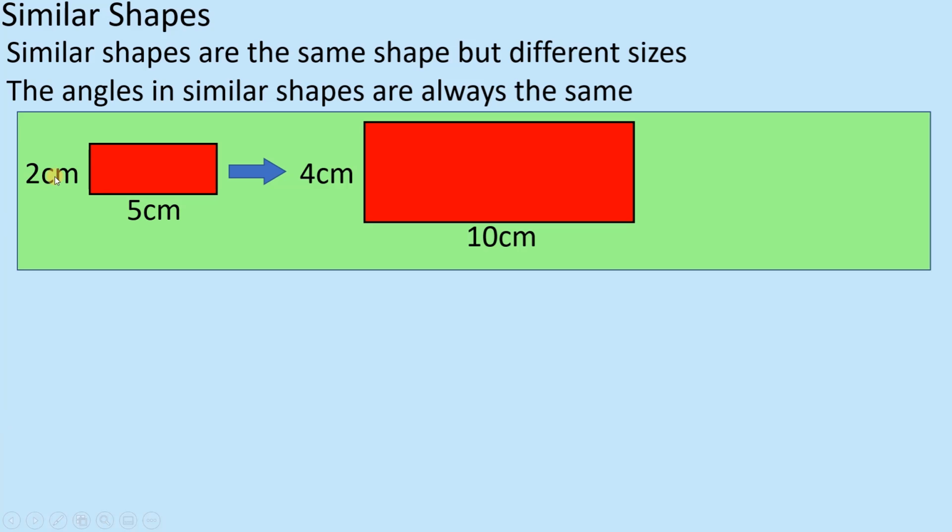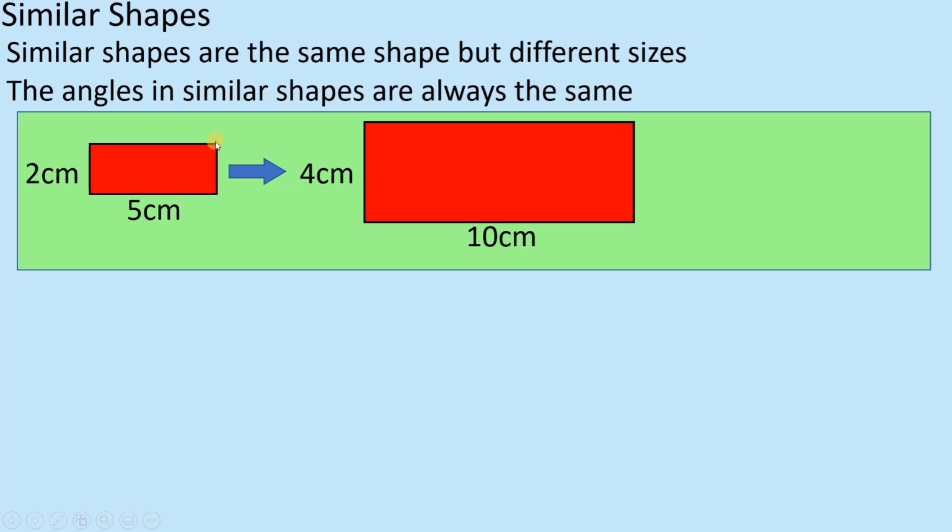So you can see from here on this one, you've got the 2, and then you've got the 4. And then you've got the 5 and the 10. So you can see, hopefully, from here that the 2 has been increased by a multiple of 2, and it is always a multiple or a scale factor. And then the 5 has been multiplied by 2 also to get to 10. So the scale factor between these two shapes is a scale factor of 2. They've both been increased by 2, all right?